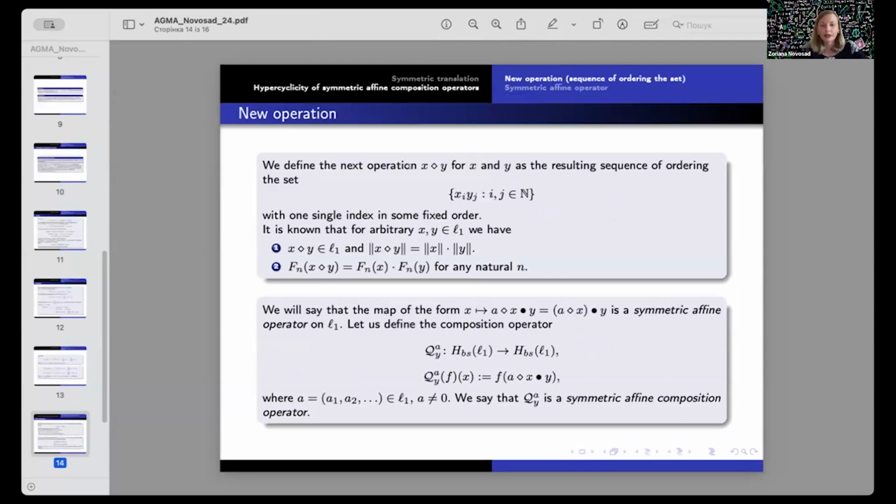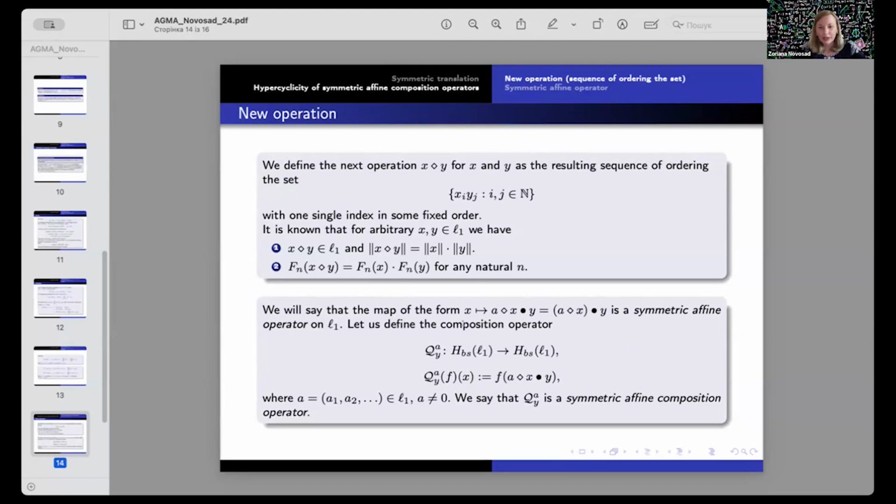So I want to introduce a new operation. We have the following operation; I can call it the romp of x and y. For x and y, this is the resultant sequence of ordering the set x_j y_k, y_j x_k, x_j y_j, arranged in one single index in some fixed order. The following properties are very useful for us. So the map x to a romp x∘y is a symmetric affine operator on l1, and we define the composition operator in the following form.